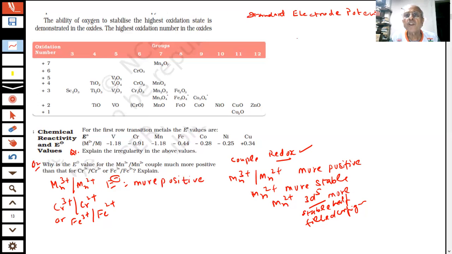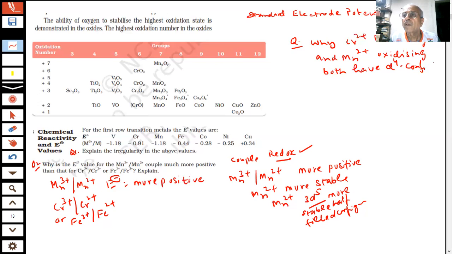Now another question was like this: why is Cr2+ reducing and Mn3+ oxidizing when both have d4 configuration? Now you have 1 minute to answer the question.